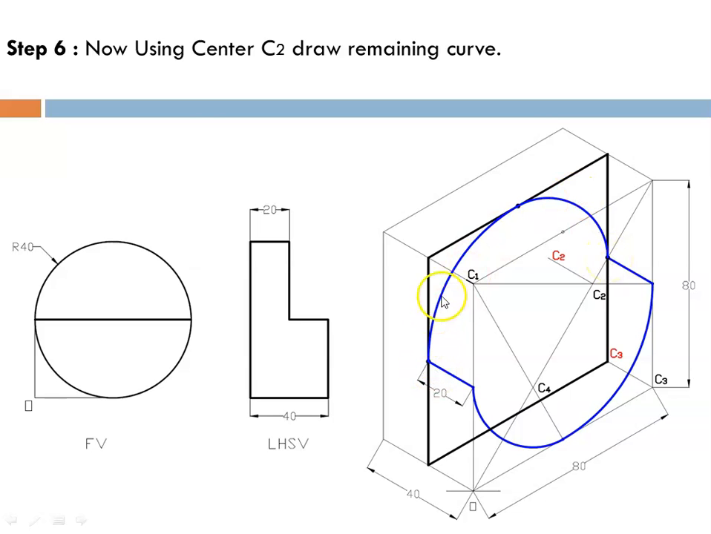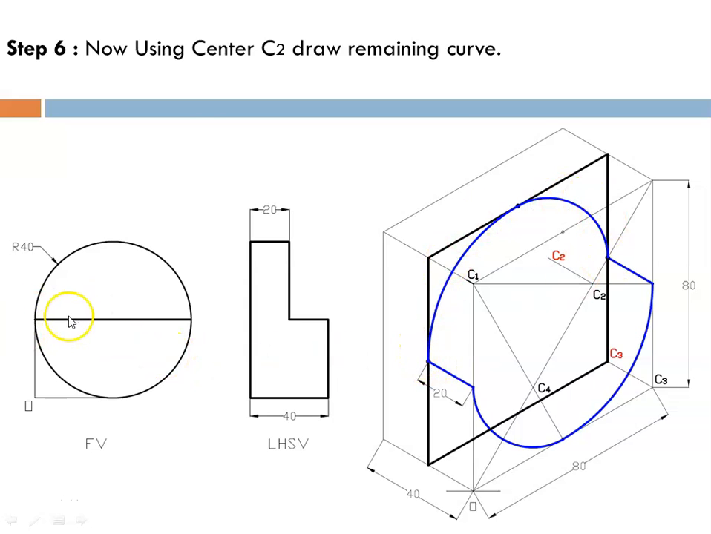So now you can see here the semicircular portion, this one, it's completed on the second plane. See, this is your first plane. Here is your second plane. Okay, now we are dealing with the second plane. So this one is your second plane and the semicircle is plotted on the second plane.